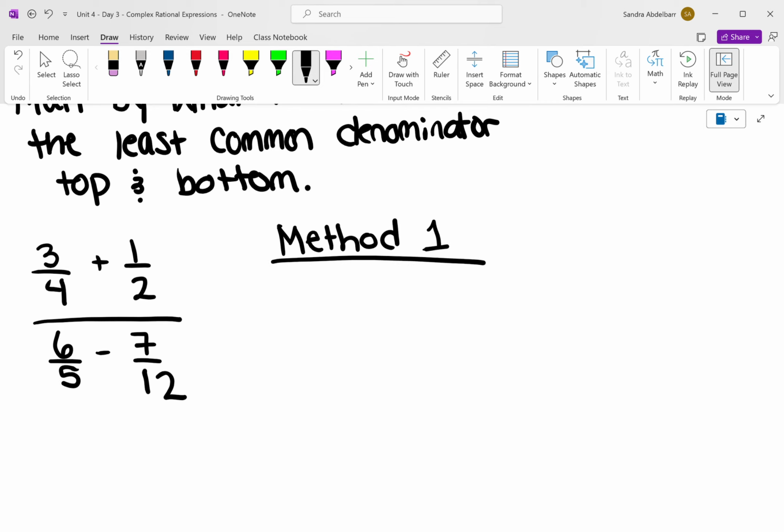tells us simplify on top of the fraction bar, simplify below the fraction bar, and then divide those two. What does that look like? So on top, if I have 3/4 plus a half, in order to simplify those, in order to add those, don't you agree we need a common denominator? So this is going to be the same as 3/4 plus 2/4. Do you agree? And then in the denominator, 6/5 minus, sorry, this should be 5/6. Let's make this 5/6.